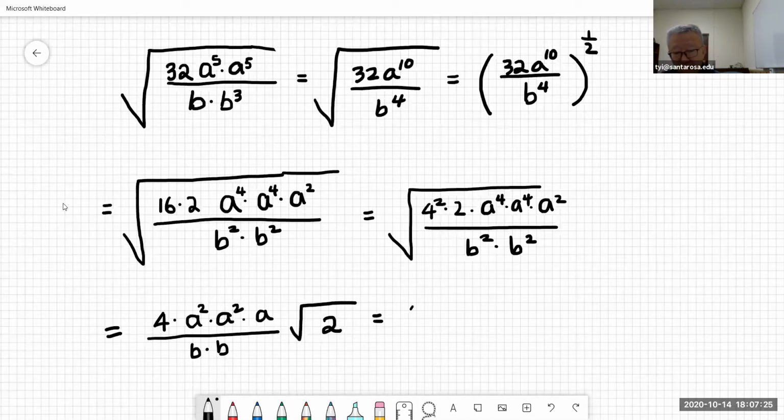So then we have what? 4 a to the 5th over b squared. You still have a square root of 2 there. Okay.